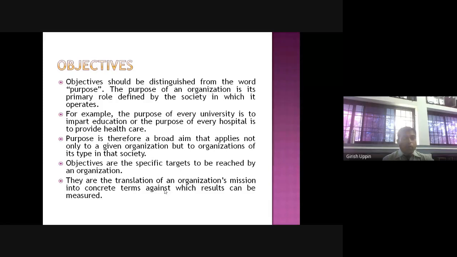Same example: a student should be able to write a program using a for loop. So we will train them. How can we measure? We can give a very small program to all the students, and we can measure whether we achieved that objective or to what extent we achieved it. So it is measurable.